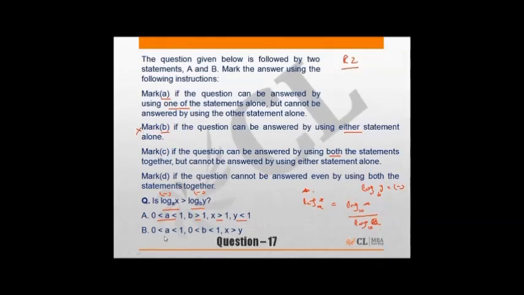Statement B is: A lies between 0 and 1, B lies between 0 and 1, x is greater than y. A lies between 0 and 1, B lies between 0 and 1. That means again both of these are negative, but we cannot say which is bigger, which is smaller. So statement B also cannot answer the question, so that means A cannot also be the answer.